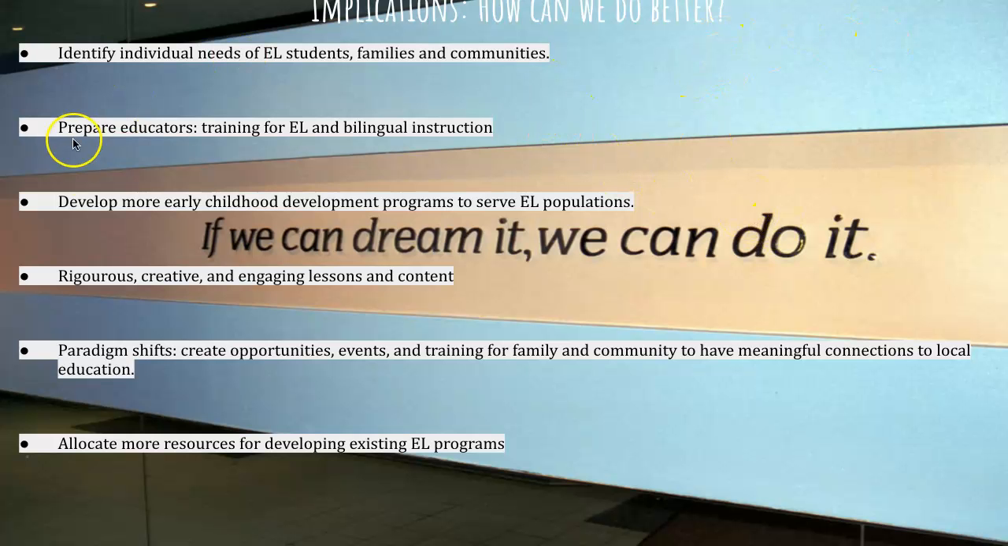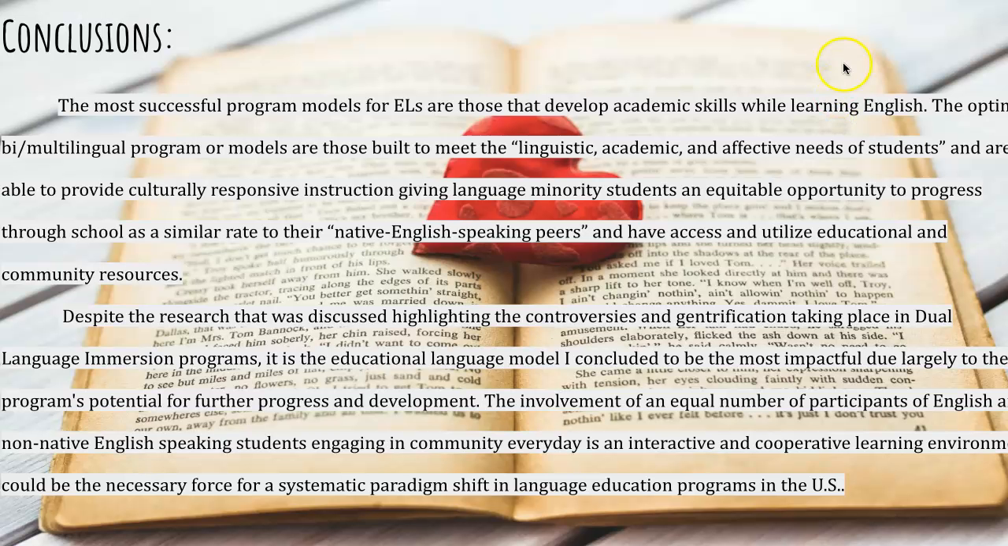Implications, how we can do better. Again, these are some of the things that we can do to implement more equity and more engaging, rigorous content: developing more early childhood programs to serve EL populations, better training and preparation for educators, and allocating more resources for developing existing EL programs. Conclusions.